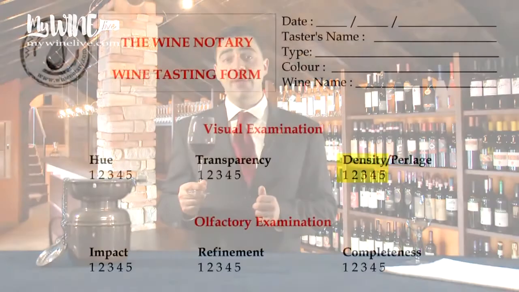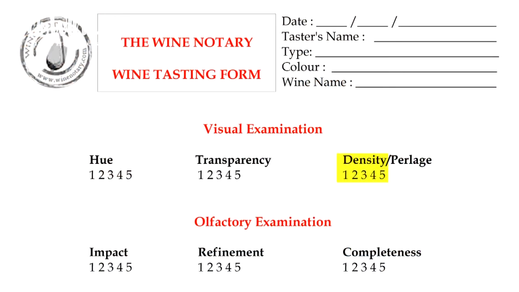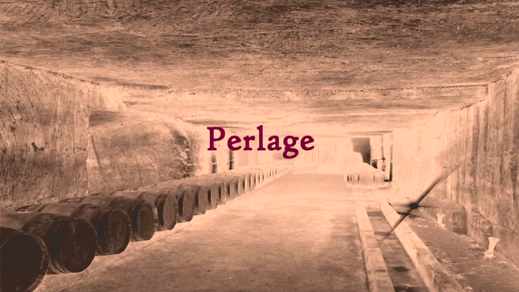If the descent of the tears from the edges is slow and they appear very close to each other, it means that the wine tends to viscosity and the value is 5. If the descent is quick and the wine is extremely fluid, the value is 1. Neither extreme is a flaw.